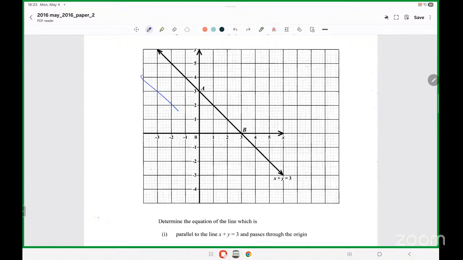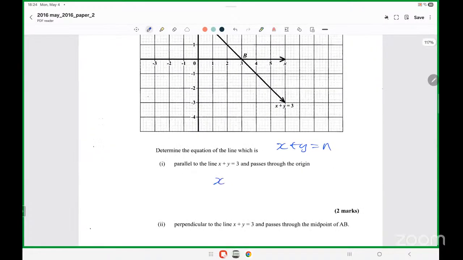Remember, our lines x plus y equals n will cross the y-axis at n and the x-axis at n. Like this one, for example: the cross is at 5, so it's x plus y equals 5. If you pass through the origin, it's still parallel to the x plus y line, but now n is 0. So it's just x plus y equals 0.